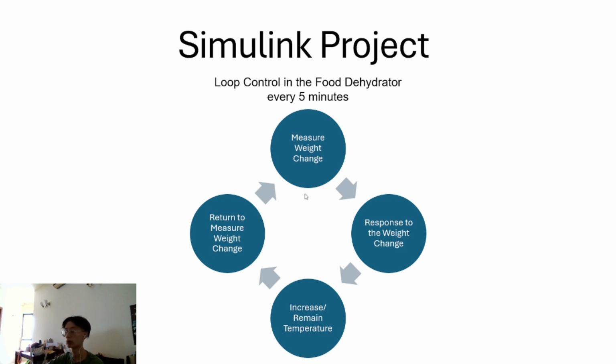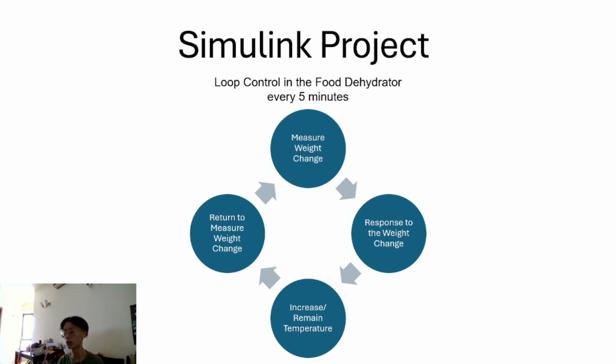So this is the loop of the whole dehydration process. For every 5 minutes, it measures the weight change, and the process control system responds to the weight change. If the weight loss is already at 2 gram per minute, which is the highest efficiency, it will remain on the temperature and remain on the time.